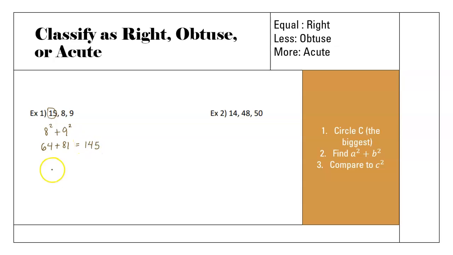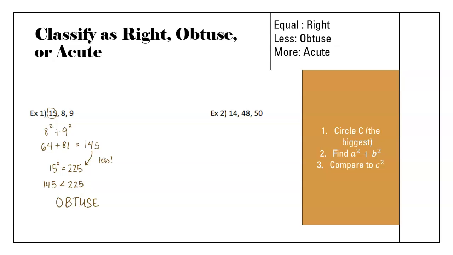And then I'm going to compare that to c squared. So c squared would be 15 squared, which is 225. Since we have less than, so 145 is less than 225, we know that this is an obtuse triangle.